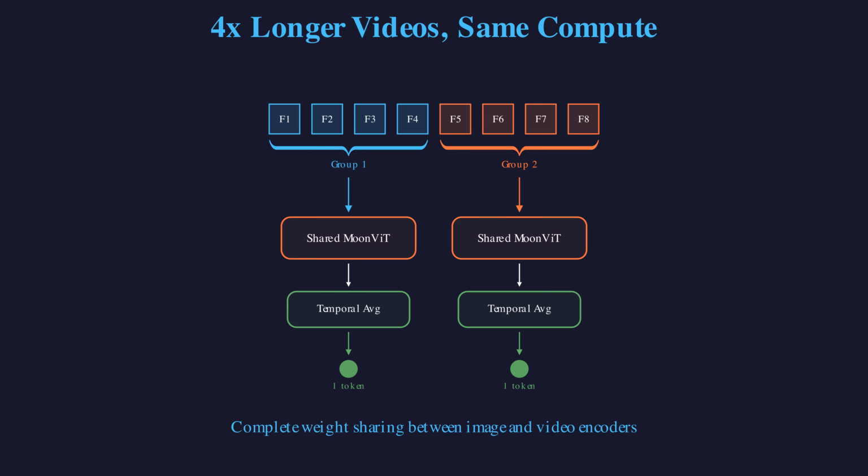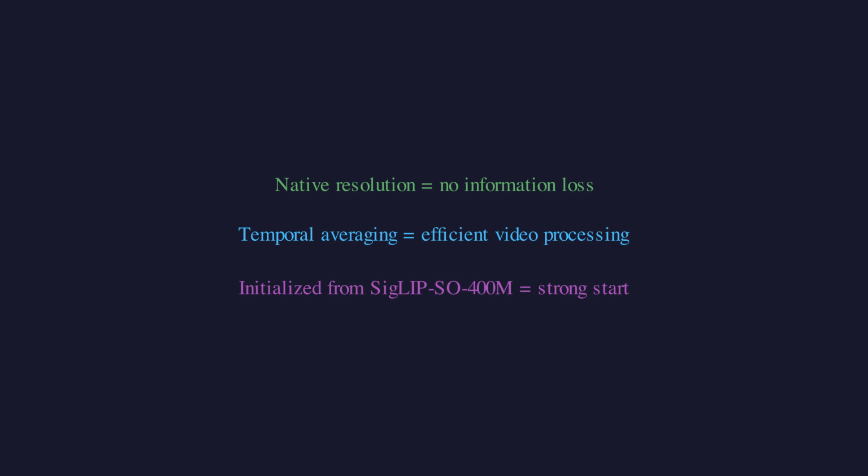For video, they take 4 consecutive frames, run them through the exact same MoonViT encoder with complete weight sharing, and then temporally average the patch features across those frames. This means you can process 4 times as much video content in the same context window. Native resolution preserves the fine-grained detail, temporal averaging handles the motion, and one unified encoder handles both images and video without any special case logic.